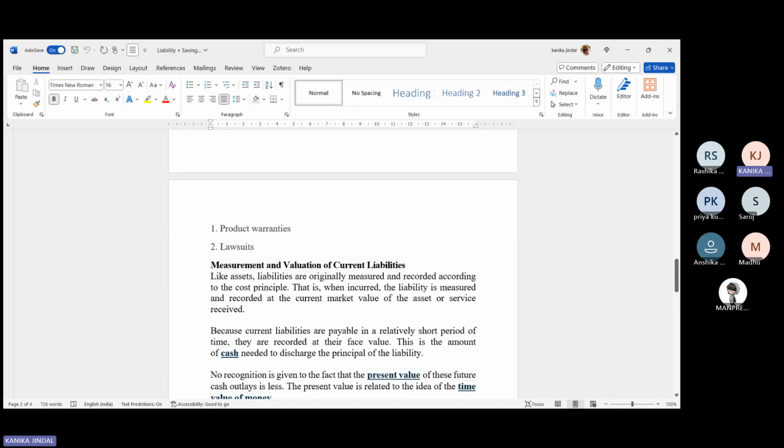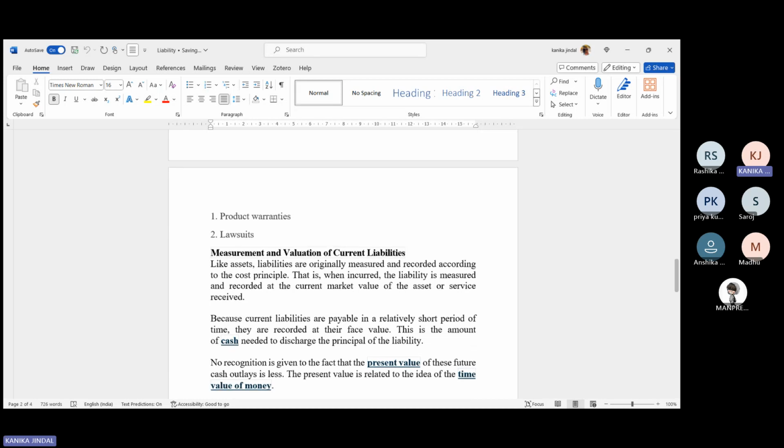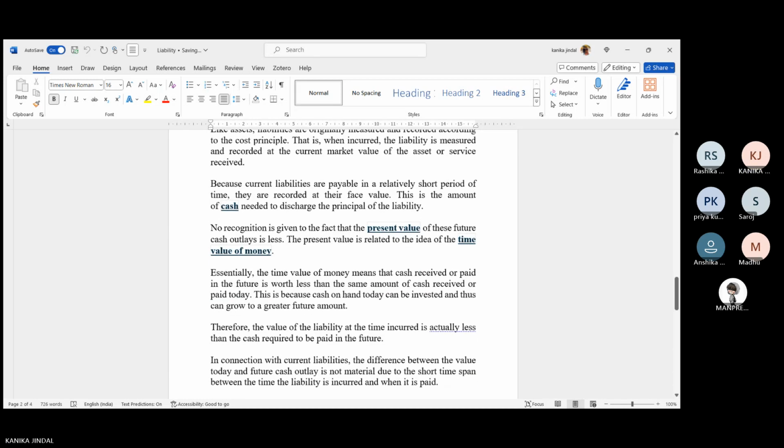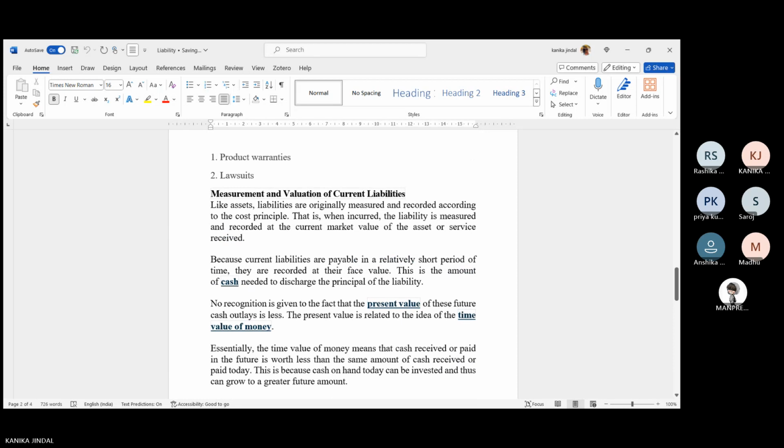Now, the measurement and valuation of current liabilities. Like assets, liabilities are originally measured and recorded according to the cost principle. So like assets, we record on the cost. We also record our liabilities on the basis of cost principle. And that is why, when incurred, the liability is measured and recorded at the current market value of the asset or service received.